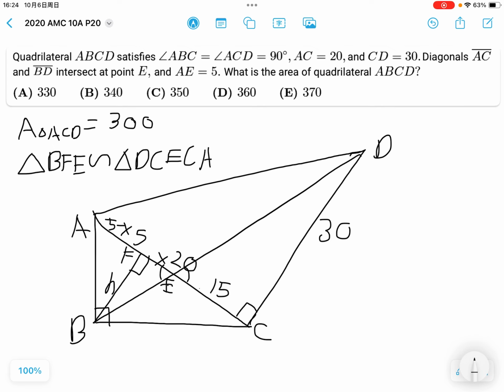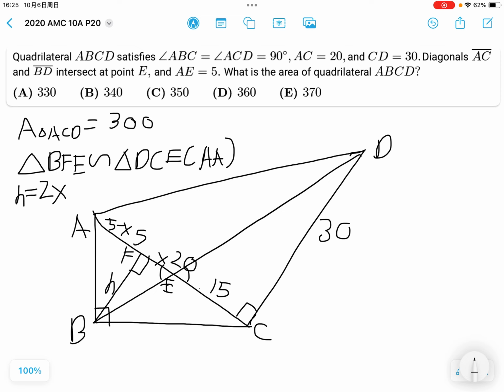Now, what does this tell us? Just having similar triangles won't really help much. But we know the ratio of two sides, DC and CE. That's 30 over 15, which is just 2 to 1. So basically, we know that the height is 2 times x, because x corresponds to EC, and the height corresponds to DC. So h equals 2x. Okay, so it's a bit helpful, I guess, but not that helpful because we don't know the majority of stuff we want to know yet.